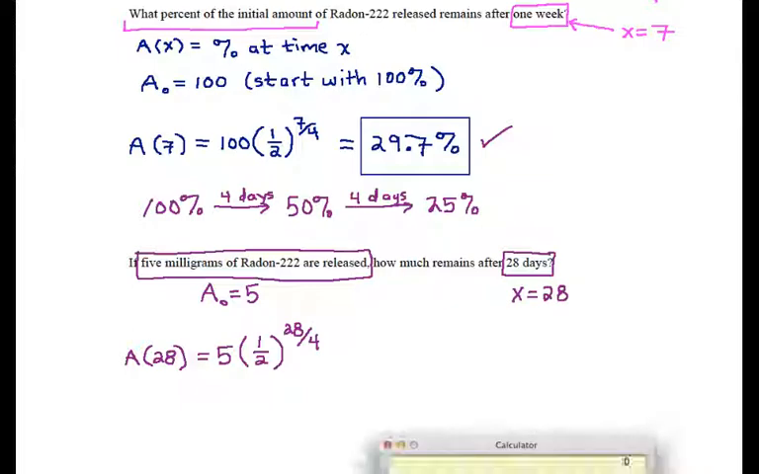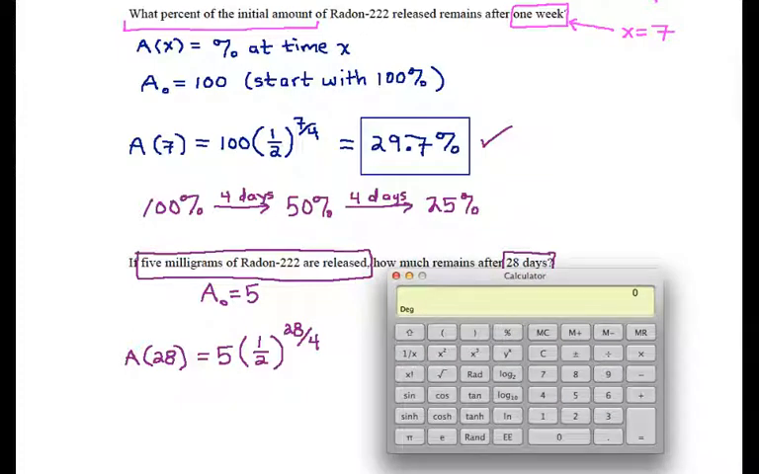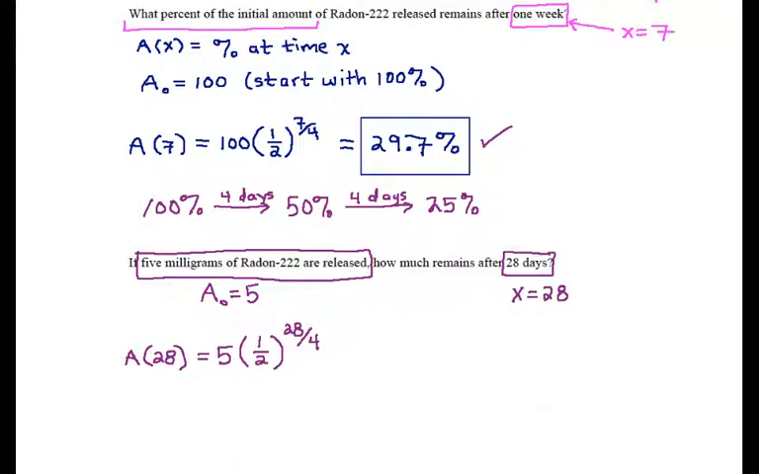Now this time when I enter it into the calculator, I can simplify 28 over 4 just to make it a little easier to enter. Let's go with 5 times 0.5 to the power. 28 divided by 4 is 7, so I get 0.039 grams.